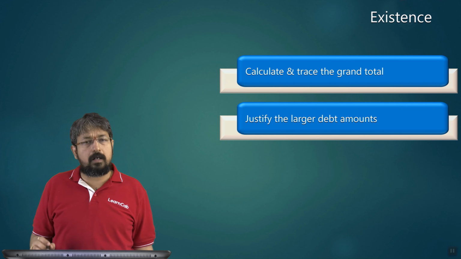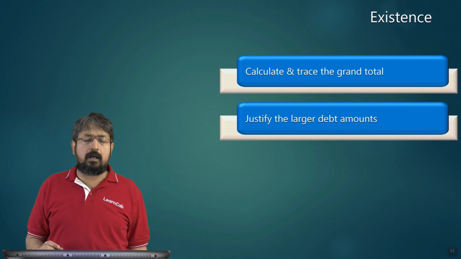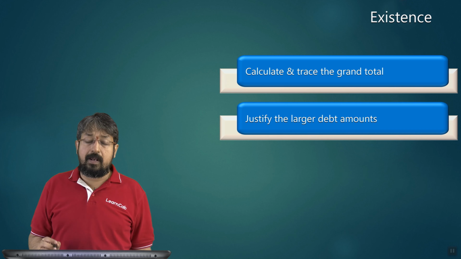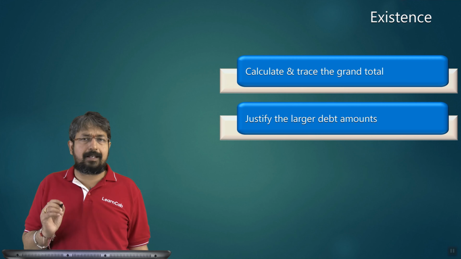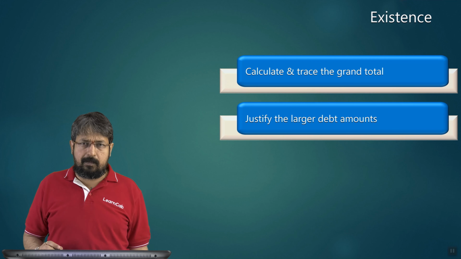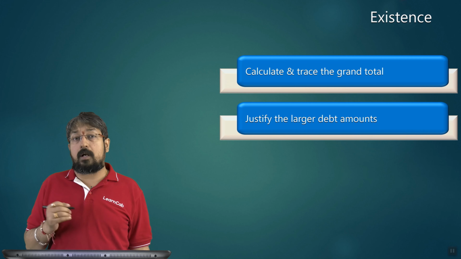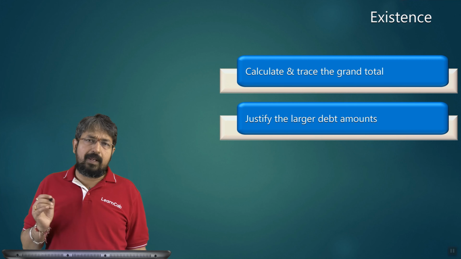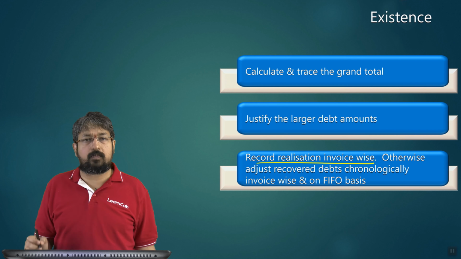Further, justify the larger debt amount. Suppose a larger debt amount has been written off: why was it written off? And if the amount is outstanding for a longer period of time, why is it outstanding? There has to be a justification. For example, the customer may have financial problems and, because of that, is not able to settle his accounts. So if any larger debt amounts are outstanding, what is the reason for the same? Try to ascertain that. And also record realization invoice wise.